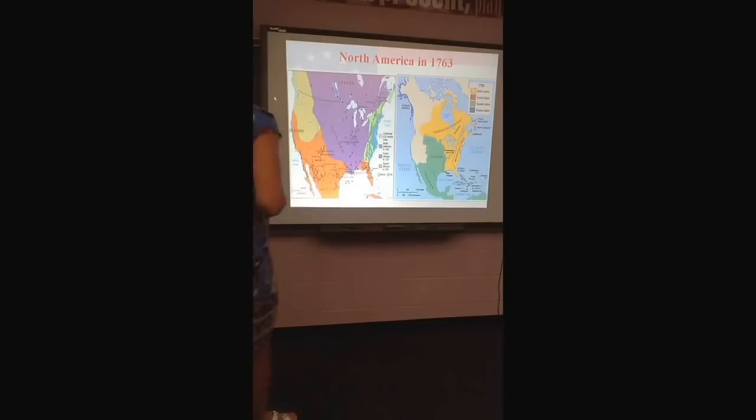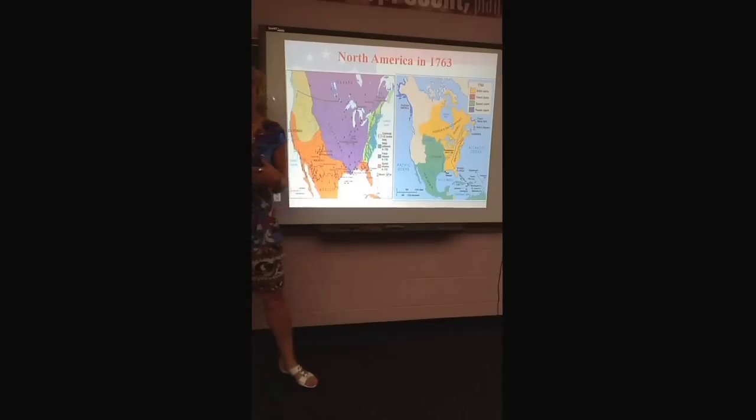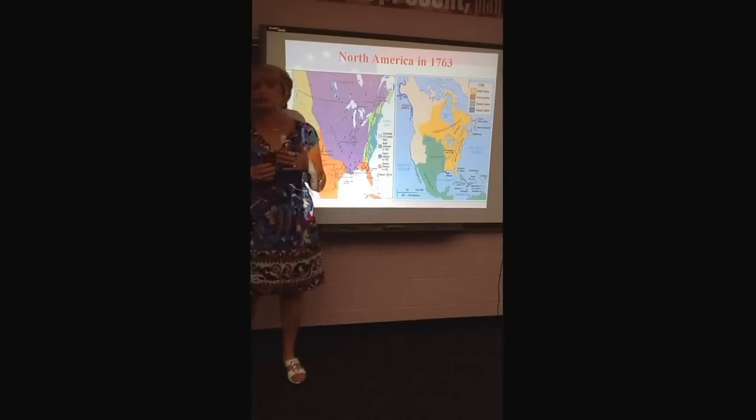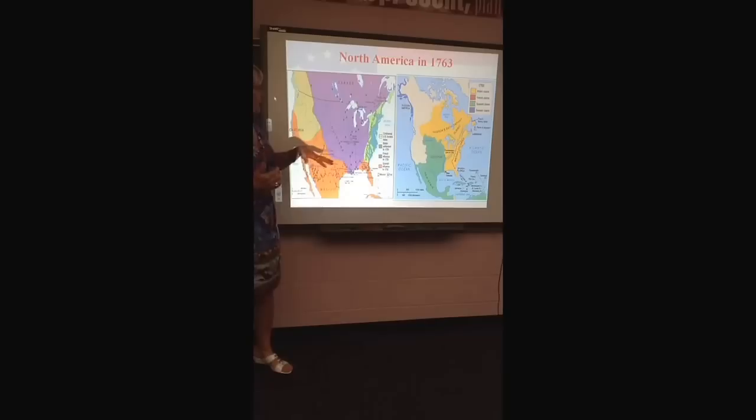In the last video, we were talking about what happened. The colonies got all settled, and then as the British colonies got crowded and colonists began to move west, there were some issues with France. This shows a map of French influence.